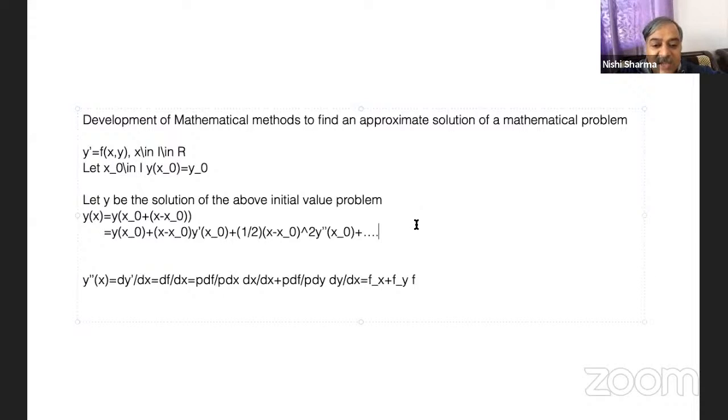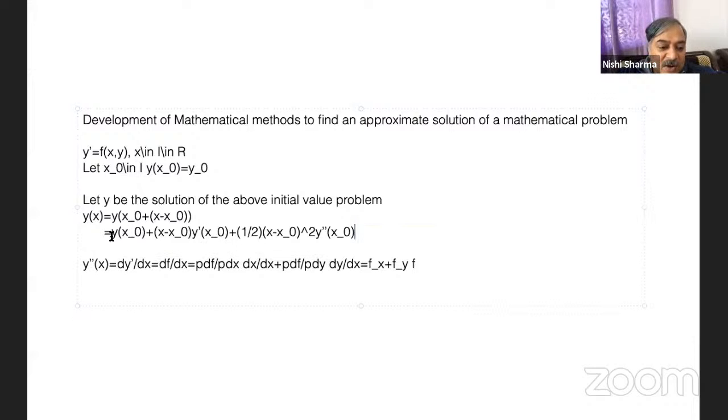So that's why we have to truncate the right hand side after a finite number of terms. Suppose I have truncated after this, then I will get the answer, but now this is not equal to, this is approximately equal to. Am I right? So in that way we develop the approximate method to find a mathematical solution of a mathematical problem. So I think I should stop here.